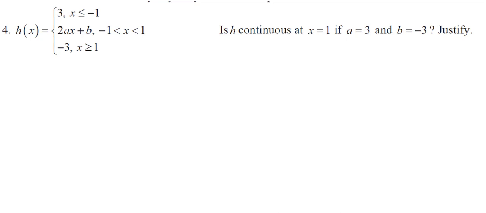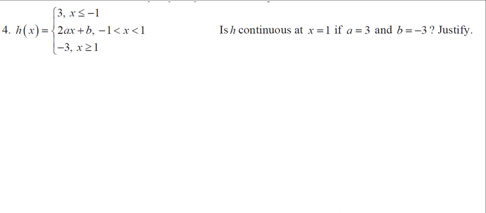Okay, here we go. We have this h of x function. It's composed of three parts. The domain breaks up at -1 and at 1, right? So they give us this function h of x, and then they ask, is h continuous at x equals 1 if a equals 3 and b equals -3? Justify.